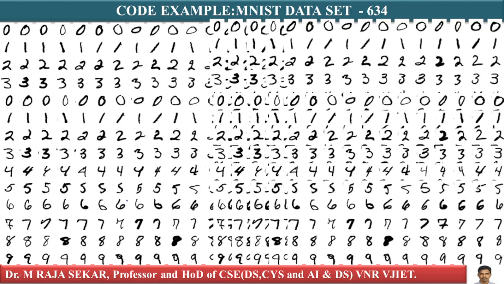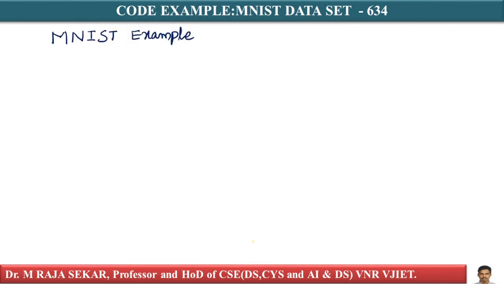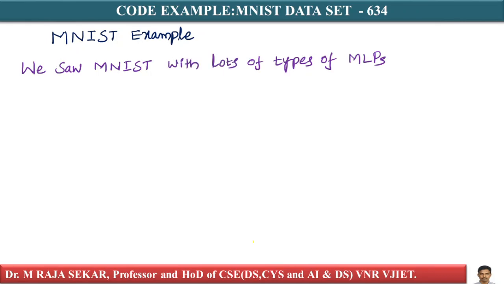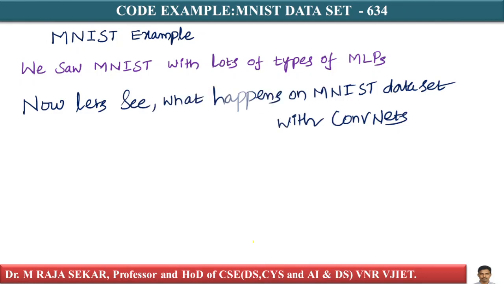In this lecture, we will try to understand a code example on the MNIST dataset. Let's go to our favorite MNIST example. In the previous lectures, we saw MNIST with lots of types of MLPs. Now, let's see what happens on the MNIST dataset when we use convolutional neural networks.